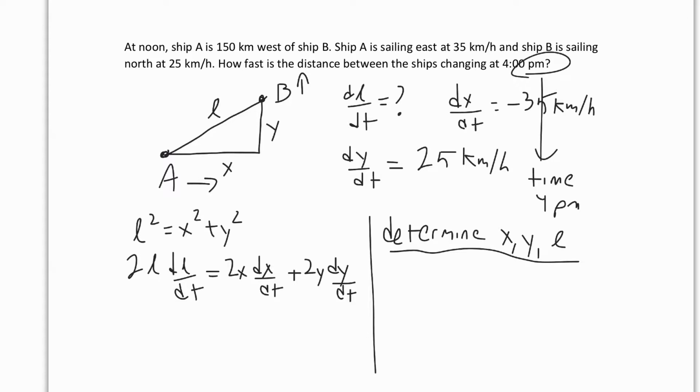We know that the ships initially, ship A was 150 kilometers west of ship B. So what that means is x started off with a separation of 150, and over time, it was less and less and less. In fact, after 4 hours, well, it would be 35 kilometers per hour times 4 hours, or 140. 150 subtract 140, giving us 10. So the distance at 4 o'clock in terms of the x direction would be 10.